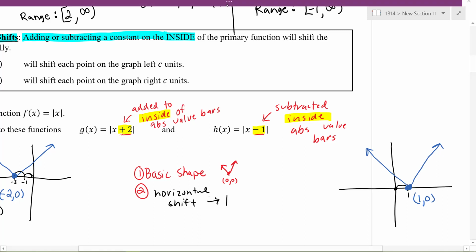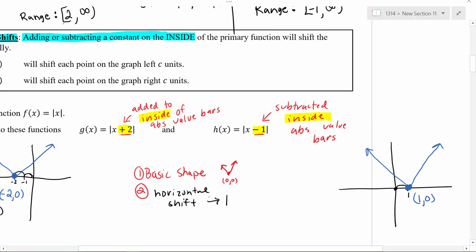Okay, your graph doesn't have to be perfect, but it should be good enough to tell me the correct domain and range. And the shape itself should be identifiable. So when I look at your shape, I shouldn't be confused. Is that a square function or cube root function? It should be identifiable as the absolute value.